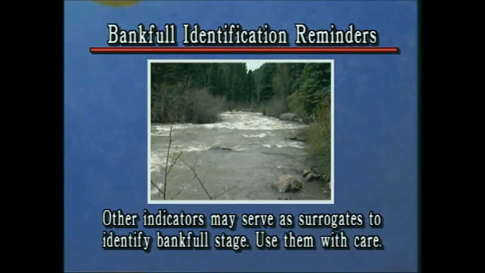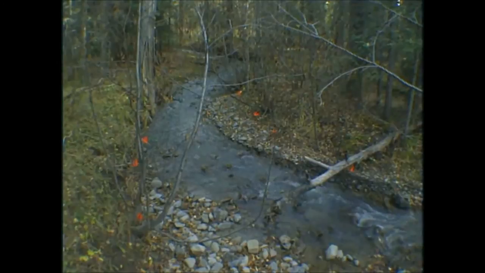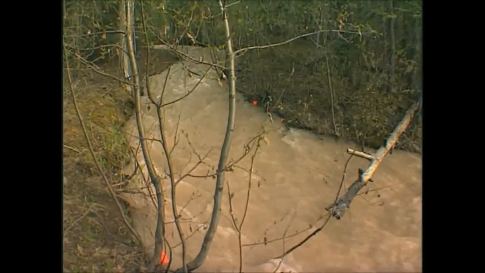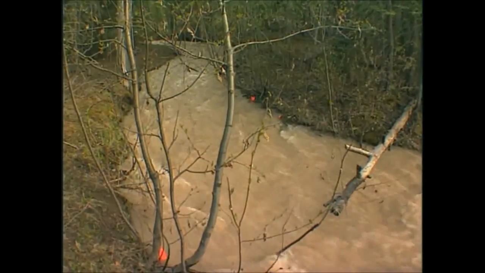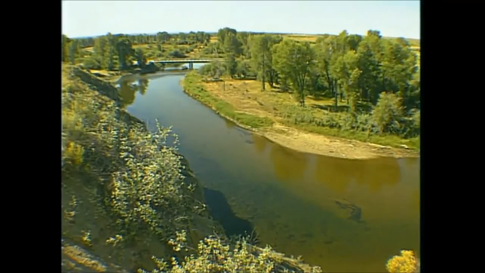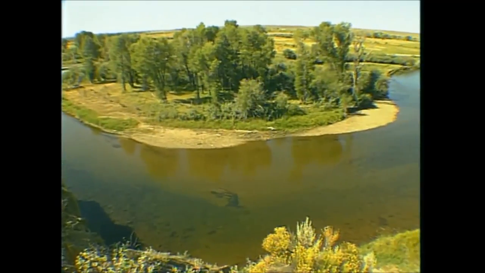Use them with care. Remember, they need to be confirmed for your local area to verify that the level of these surrogates is the same as that of the primary Bankfull indicator, which is the level of the depositional surface of the floodplain. One way to do this is to observe various channel types within a watershed as they flow at or near Bankfull stage. By doing so, it's possible to verify that the inundation level of the indicators occurs simultaneously with the inundation of the floodplain feature.